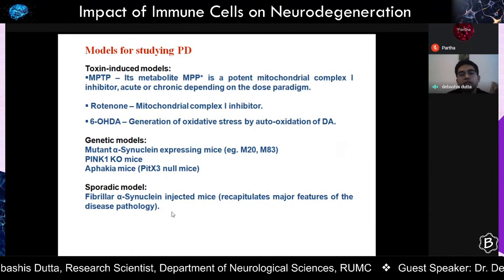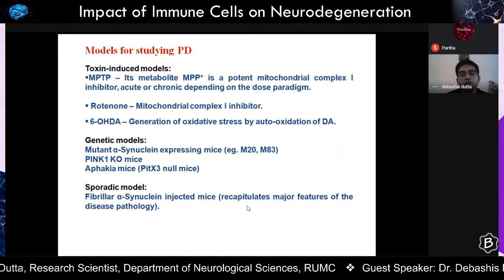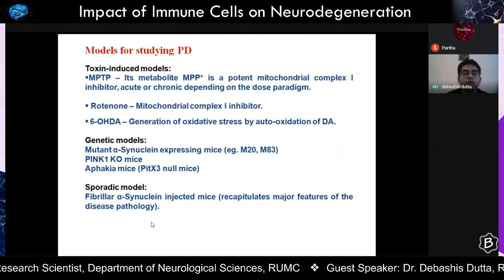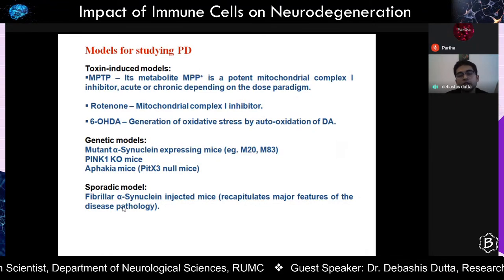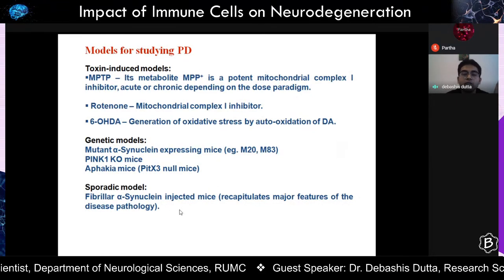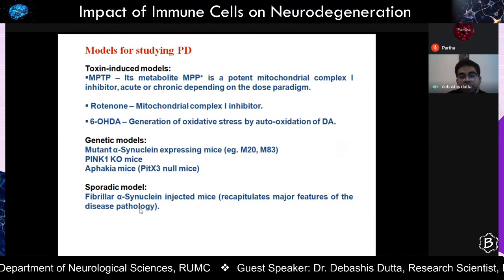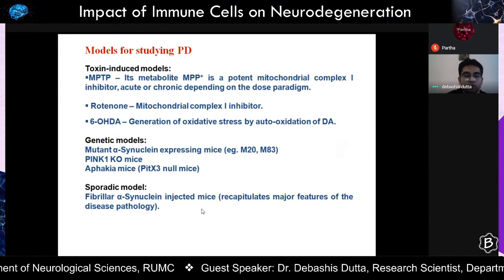And this is created by ingestion of the fibrillar form of alpha-synuclein stereotactically in the forebrain striatum region. And often with time, it causes demise of the nigral dopaminergic neurons. This way, the sporadic model is created, and it recapitulates major features of the disease.